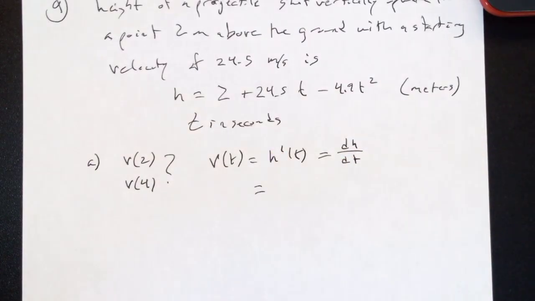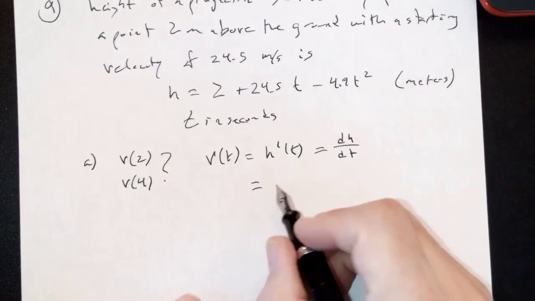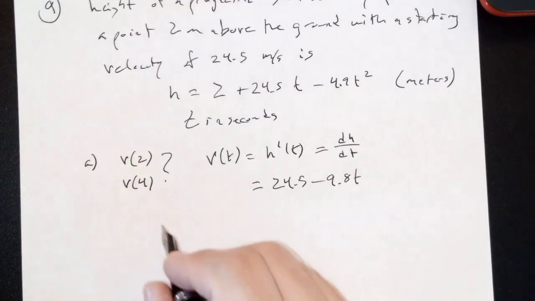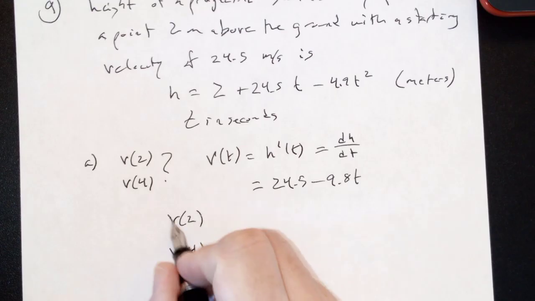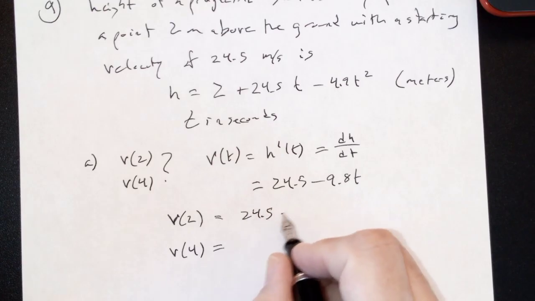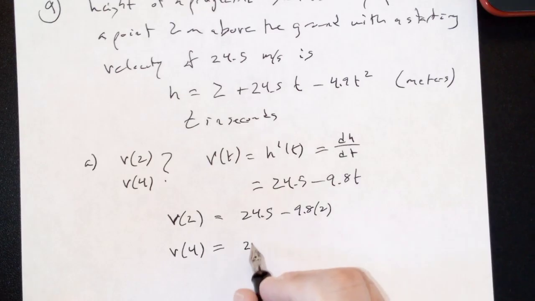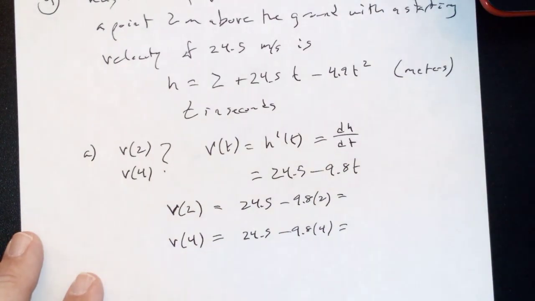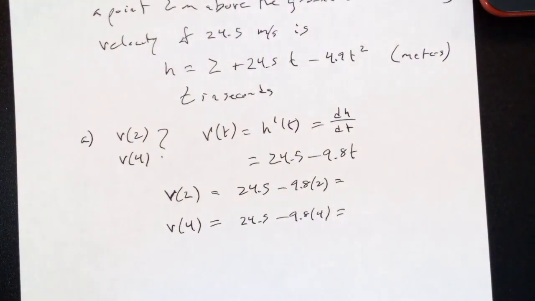What is the derivative of this equation? Because the t squared becomes a 2t, the t to the first becomes a 1. Plug in 2, plug in 4. What do you get?